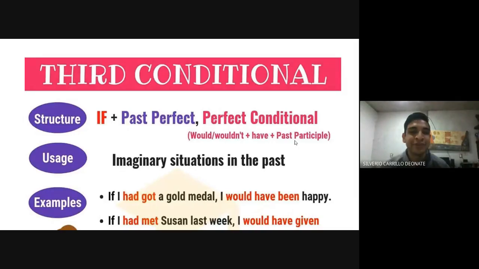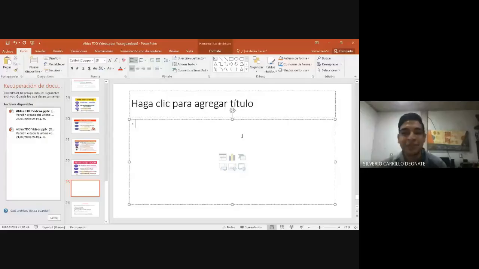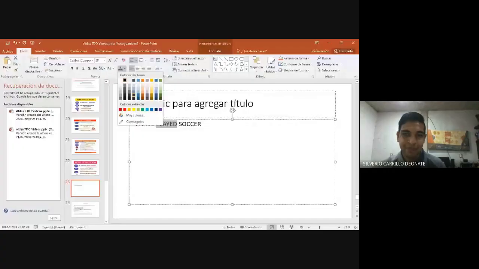Let's make another slide just in order to have it clearer for you. So, as you know, we're going to have the present perfect: I have played soccer. Okay. So, according to what we know, in order to create a sentence with a perfect tense, we need have and the past participle of the verb, right?